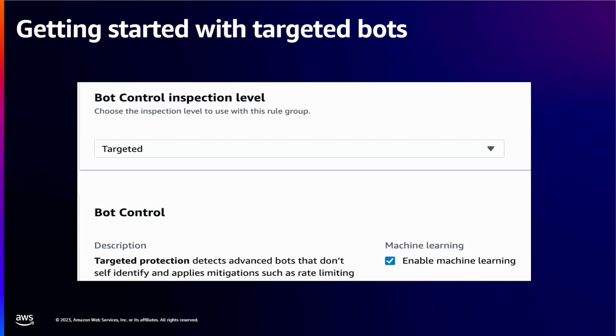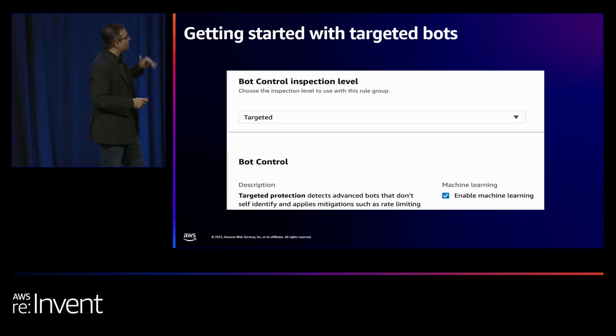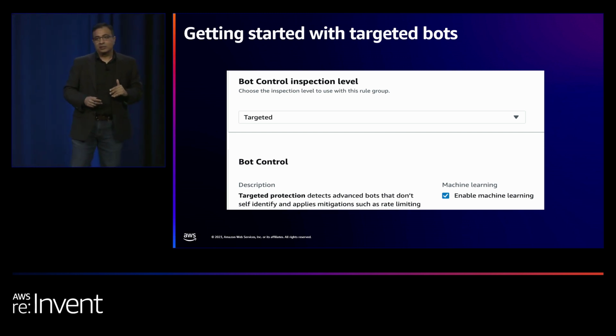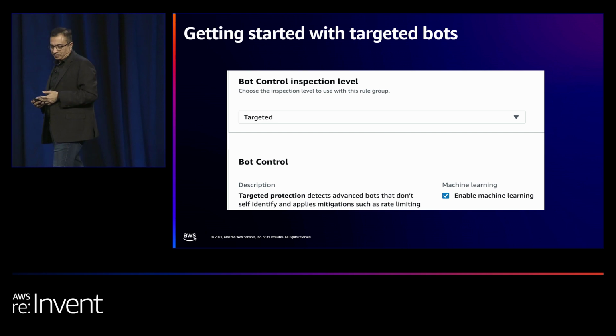We talked about the Bot Control AMR and the two inspection levels, common and targeted. So common was for the good bots and verifiable bots. The targeted inspection level is what you will choose if you want to protect your application against evasive bots.